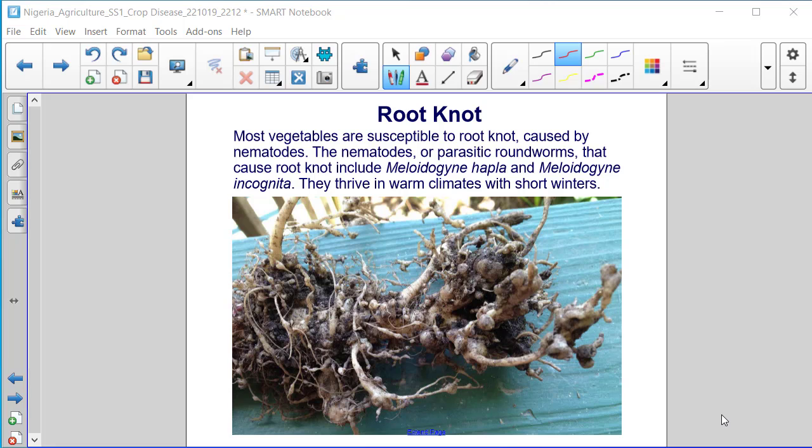Root knot. Most vegetables are susceptible to root knot caused by nematodes. The nematodes, or parasitic roundworms that cause root knot, include Meloidogyne hapla and Meloidogyne incognita. They thrive in warm climates with short winters.